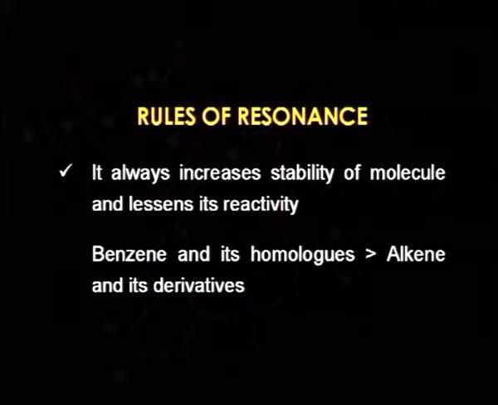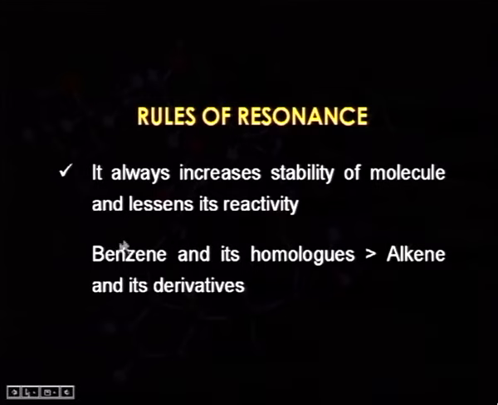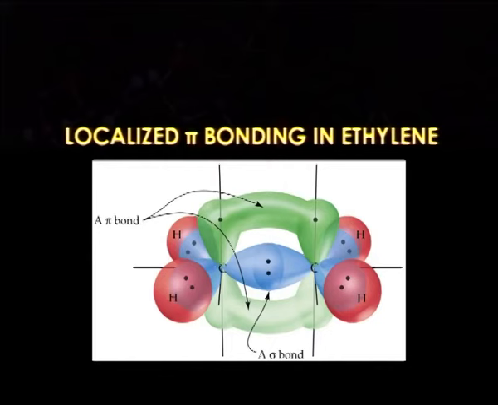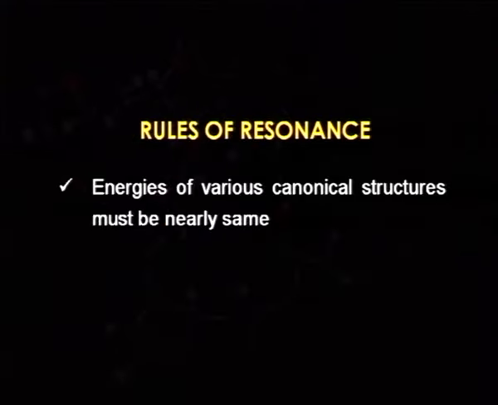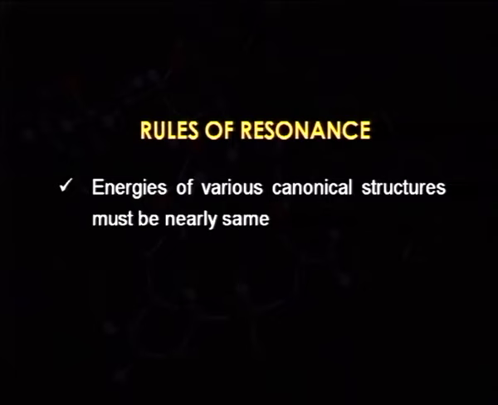Resonance always increases the stability of the molecule, and if a molecule is stable, it will be less reactive. As we can understand, benzene and its homologues are quite stable in comparison to alkenes, which do not show any delocalized chemical bonding, as we see in the case of the ethylene molecule. They are quite reactive. Energies of various canonical structures must be nearly the same. This is very important. If the energies of various canonical structures are not of nearly the same value, then this delocalization will not be possible.